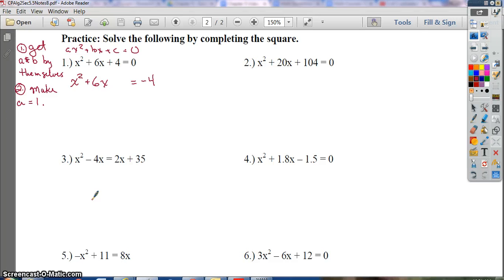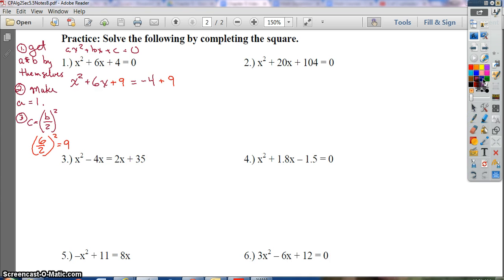Okay? Step 3. What we're going to do to figure out what c is, we're going to take b, divide by 2, and then we're going to square. So in this case, we're going to take 6. We're going to do 6 divided by 2, and then square it, which is 9. 6 divided by 2 is 3. 3 squared is 9. The plus 9 is what we add to both sides. That's where the completing of the square is happening.